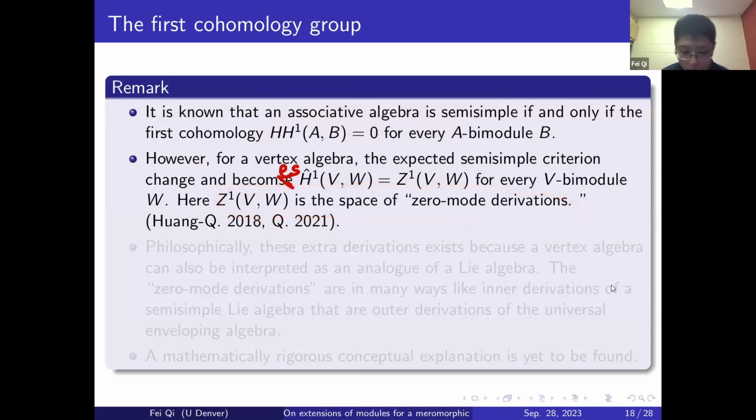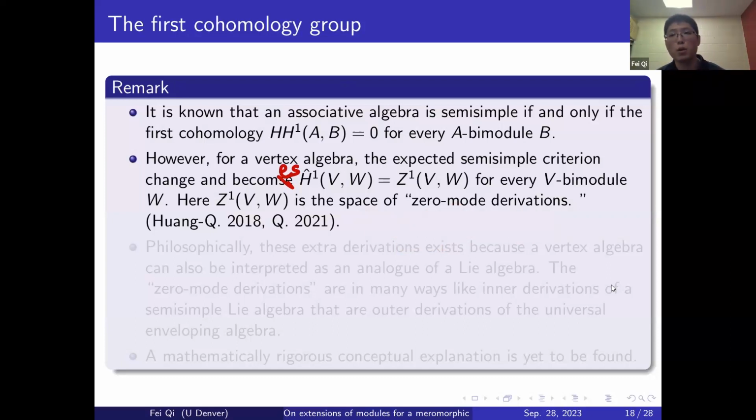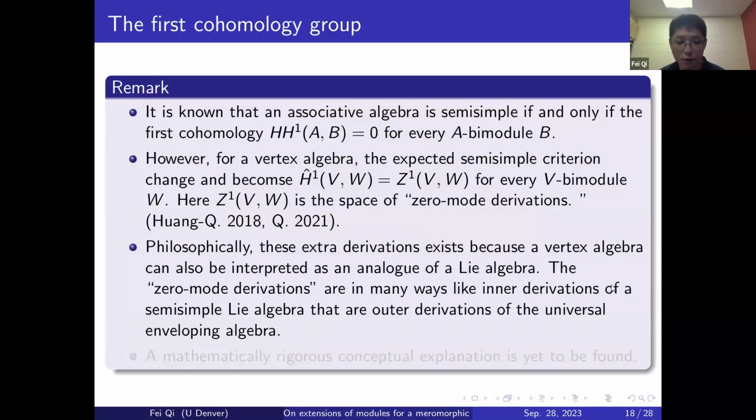Zero mode derivation simply means that, given an element w, it's given by the residue of Y(w, x) v, taking the residue at x equals 0. This is basically the zero mode of w on v via the right action. So this is the difference between the vertex algebra case and the associative algebra case. But there is a philosophical explanation for this behavior.